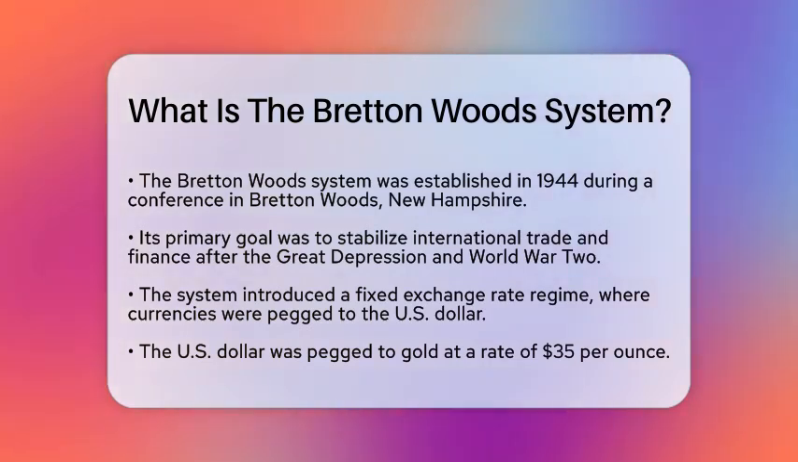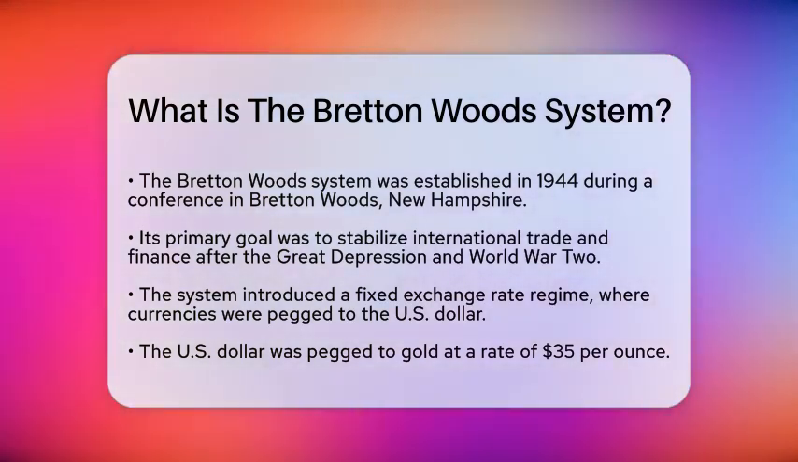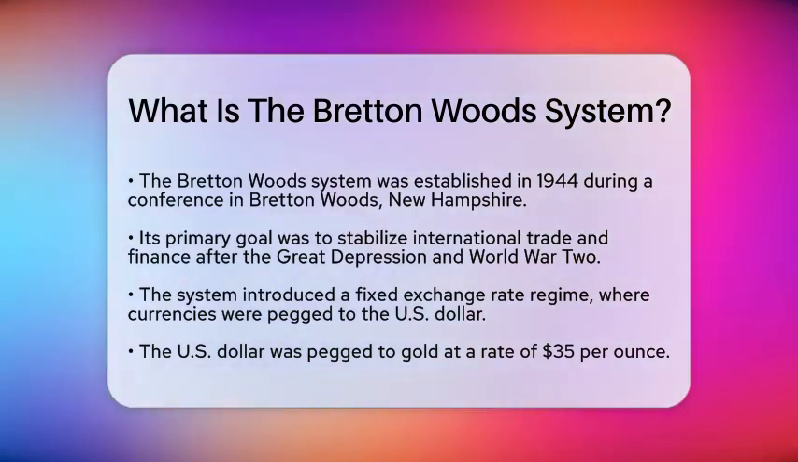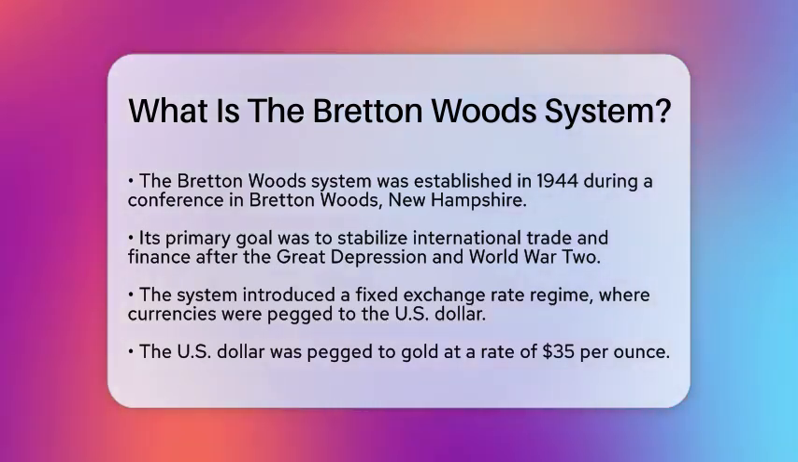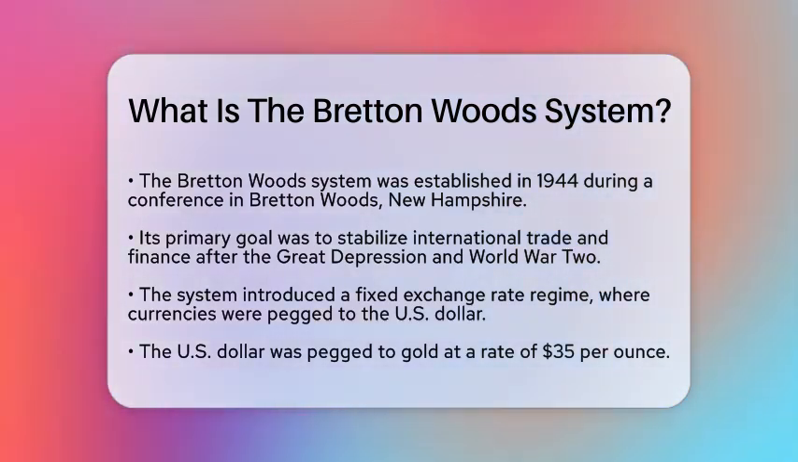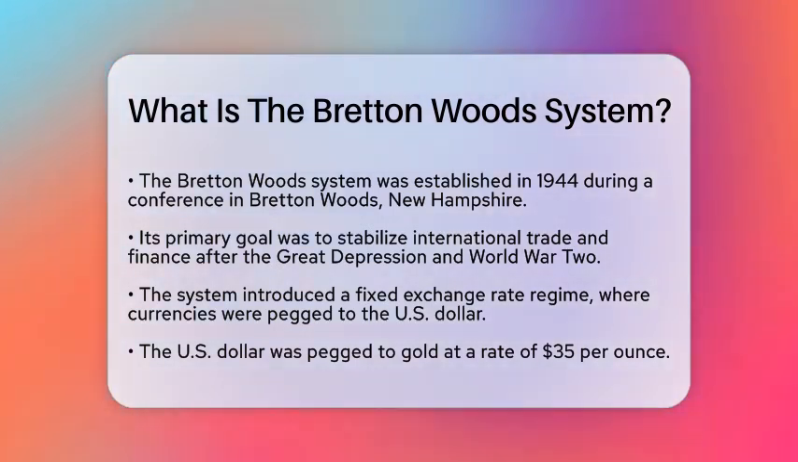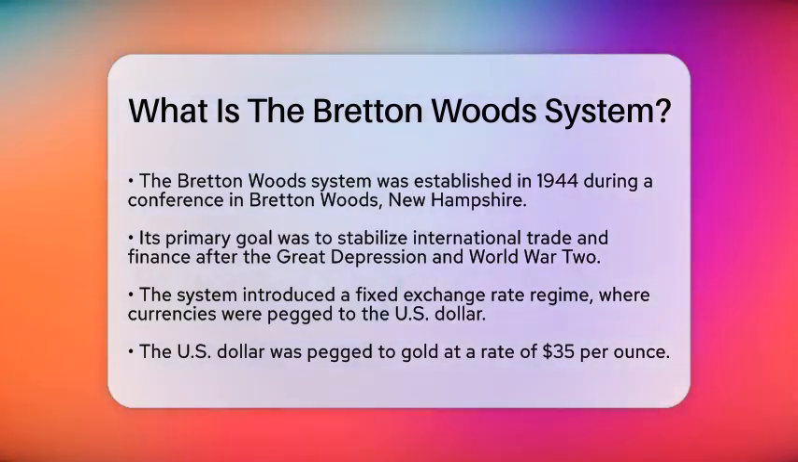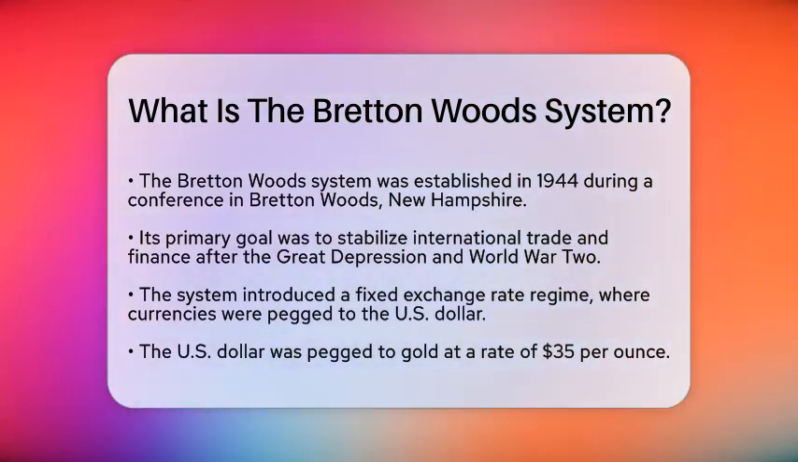The main goal was to stabilize international trade and finance after the chaos of the Great Depression and World War II. So, what did this system actually do? It set up a fixed exchange rate regime. This meant that countries pegged their currencies to the United States dollar. The US dollar itself was pegged to gold at $35 per ounce. This arrangement aimed to create a stable environment for trade and investment.